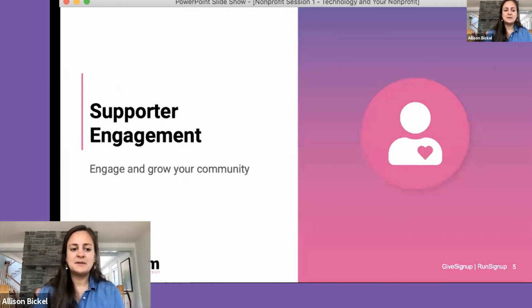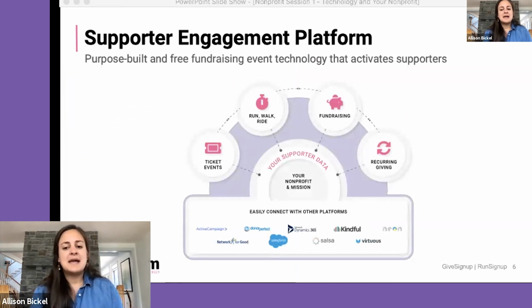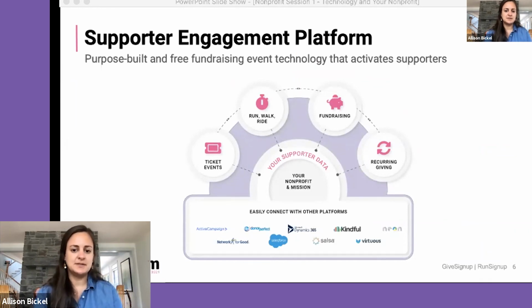So starting out, let's talk a little bit about what supporter engagement means and why it's important to your nonprofit. A lot of nonprofits may get a significant amount or even most of their money from really large donors and from grants. But to have a really successful nonprofit and to create that community, you need to engage and have all these different types of supporters and constituents.